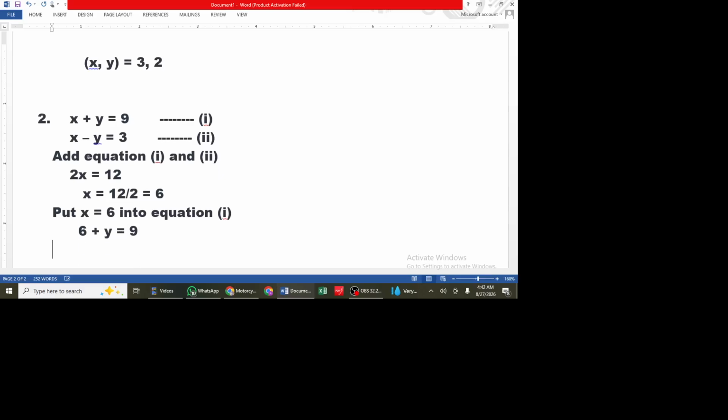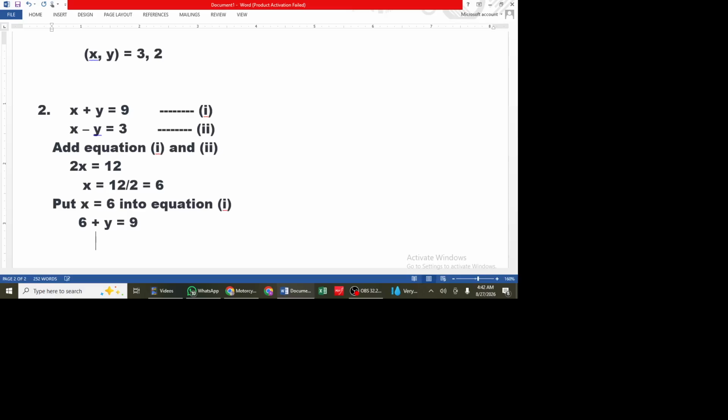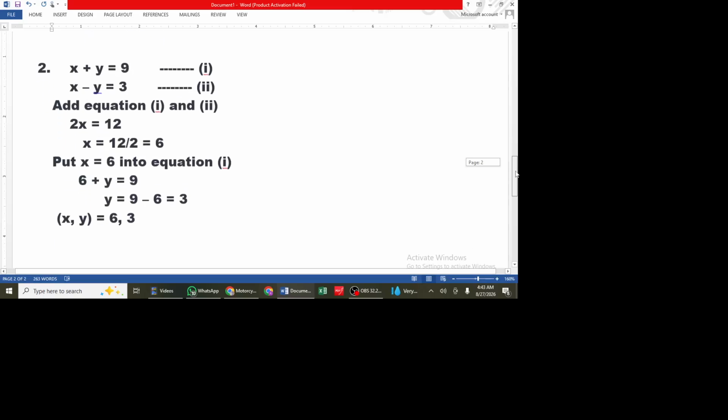And from there, you collect like terms. You carry 6 to the other side, and that y will be equals to 9 minus 6. And 9 minus 6 will give us 3. Therefore, the value of s and y will be s is 6 when y is 3. This is what we call simultaneous equation using elimination method.